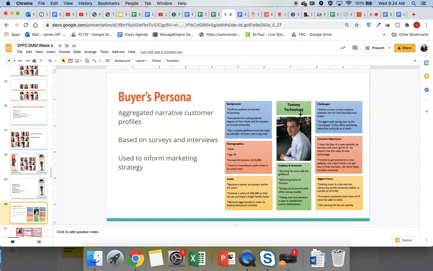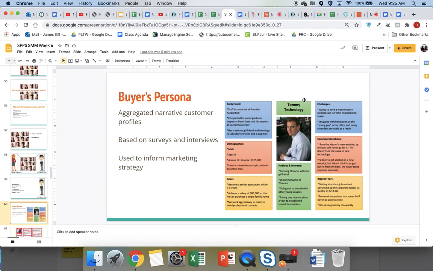They found that in their customer pool, they have a character named Tommy Technology. And they have some background, some demographics. So average age is 34. They have an income on average of $125,000 a year. They have some goals to become a senior accountant within 3 to 5 years. They have some biggest fears: getting stuck in a job, not advancing up the corporate ladder as quickly as possible, or life passing him by too quickly.